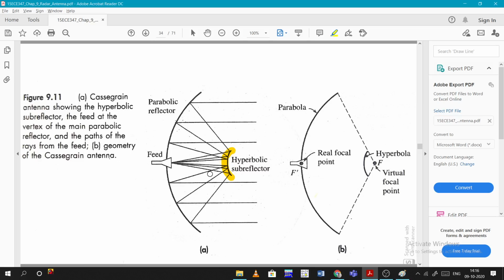This is one type. So the geometry of the Cassegrain antenna is like this, where when you join these points, it will be exactly like this. It is a part, and then you have to take this much, like that.